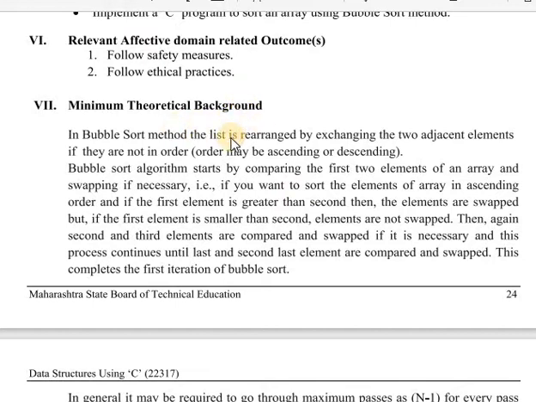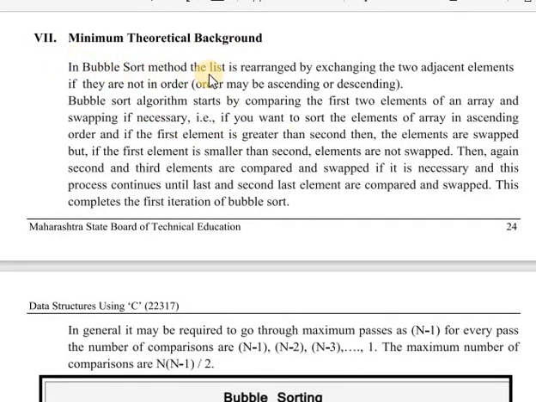Minimum theoretical background. In the bubble sort method, the list is rearranged by exchanging two adjacent elements if they are not in order. Order may be ascending or descending.